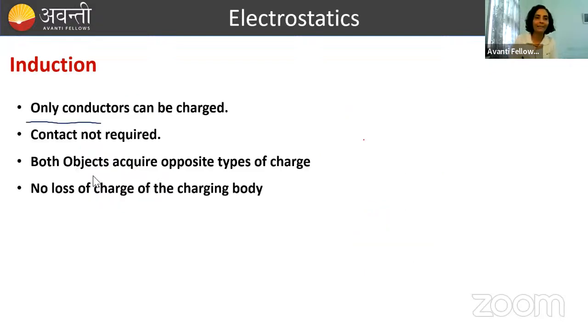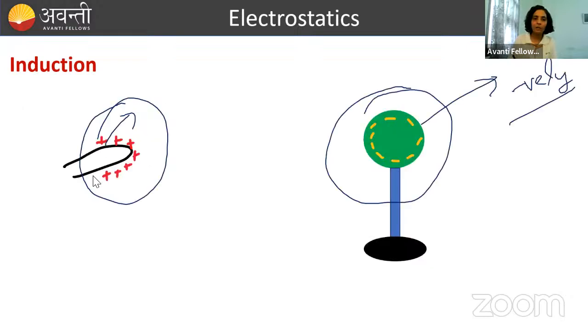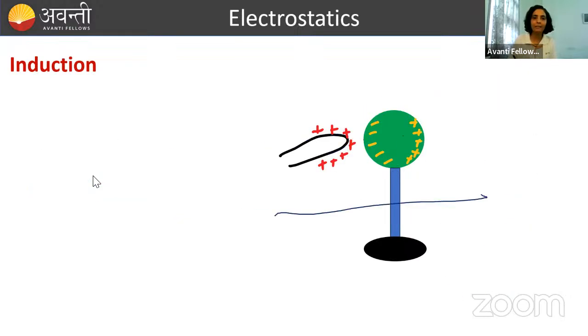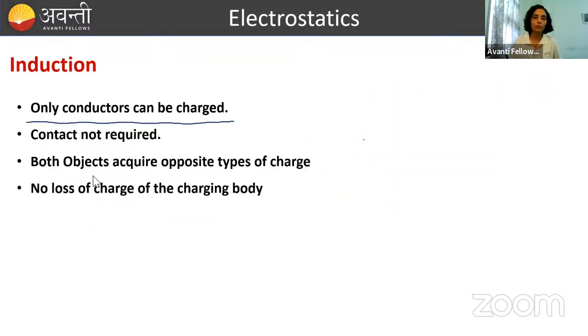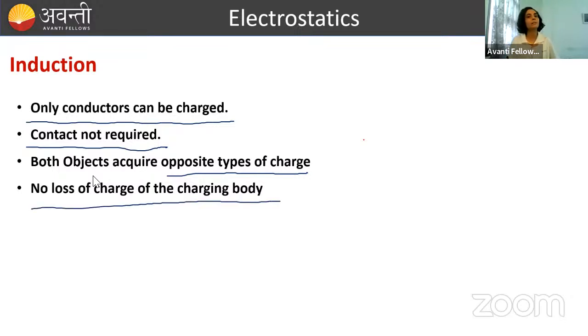In induction, only conductors can be charged, because if it's not a conductor, then this charge distribution will not happen. And for the induction method to work, charge separation should happen. Done. So induction can only be used to charge what kind of bodies? Conducting bodies. Contact not required. Both objects acquire opposite types of charges. No loss of charge of the charging body.